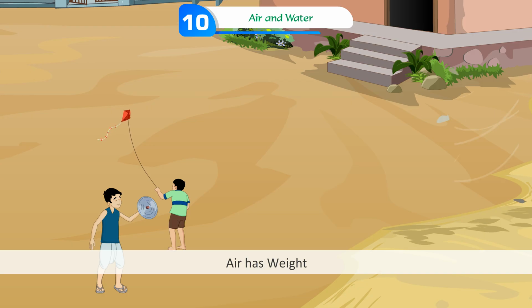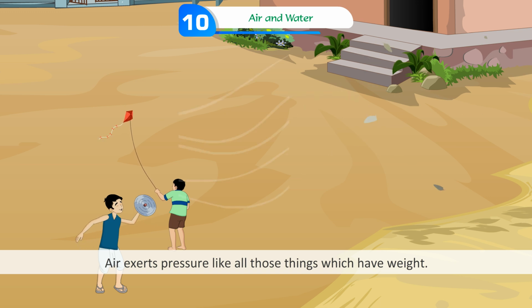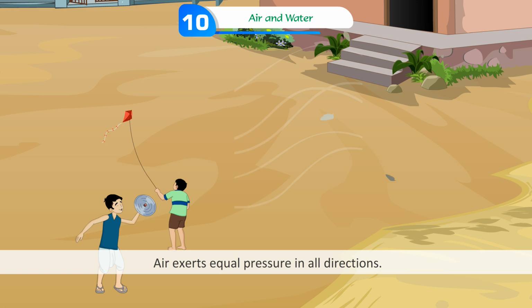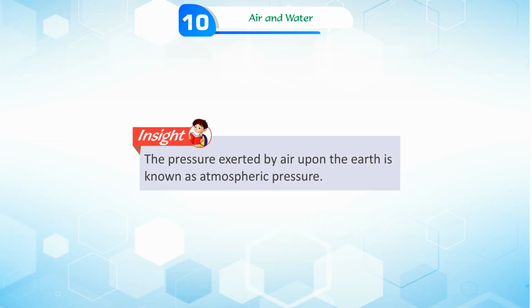Properties of air. Air has weight. Air occupies space. Air exerts pressure, like all those things which have weight. Air exerts equal pressure in all directions. Air pressure is measured by using an instrument called barometer. Inside, the pressure exerted by air upon the earth is known as atmospheric pressure.